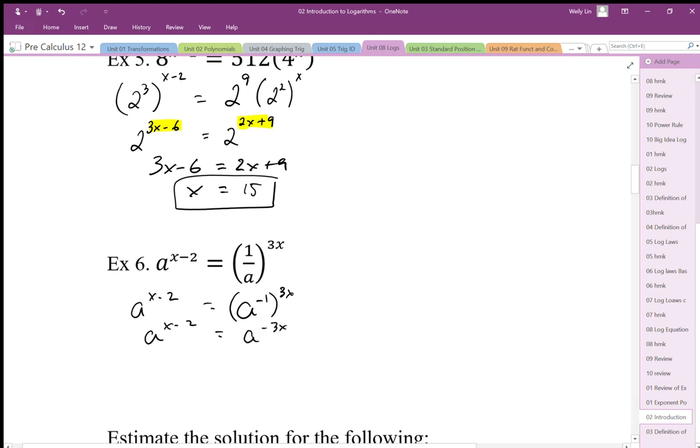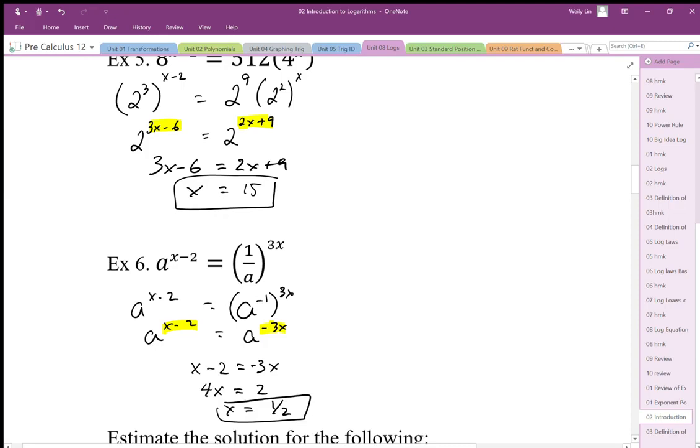Again, the bases match. We have an equation, so the exponents have to match. Okay, so we end up with x minus 2 equals negative 3x. That gives us 4x on this side, positive 2 on this side. X equals 1/2. Okay, so there we go.